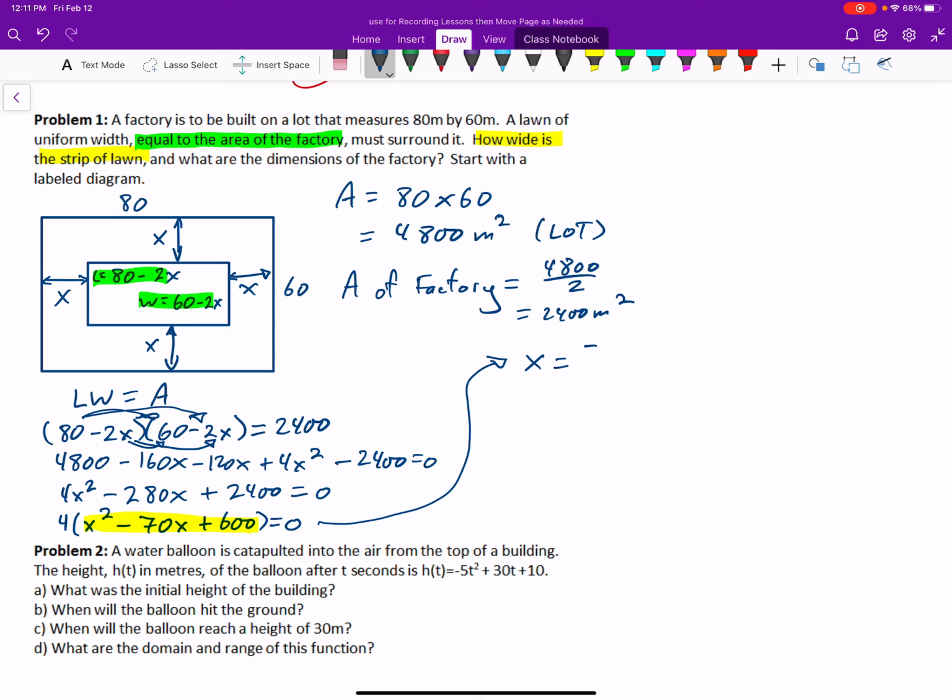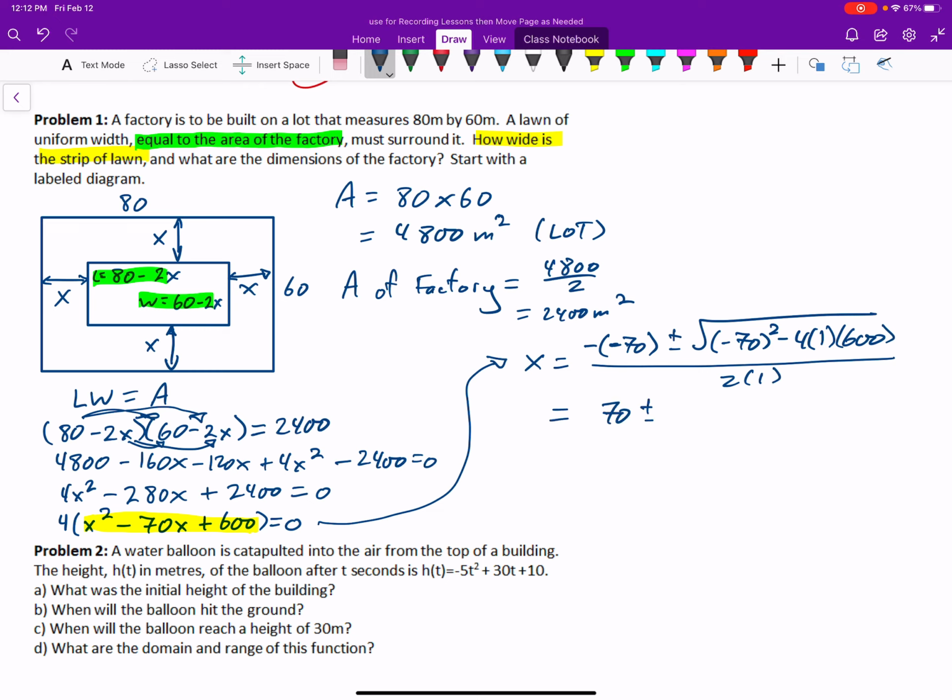So it's negative b, and b is negative 70, so negative negative 70, plus or minus the square root of b squared minus 4 times a times c. I'm just doing the part inside the brackets after I've taken out the common factor. So a is 1, and c is 600, and it's all over 2 times 1. Negative negative 70 is just positive 70, and 70 squared is 4,900, minus 2,400, all over 2. 4,900 minus 2,400 is 2,500.